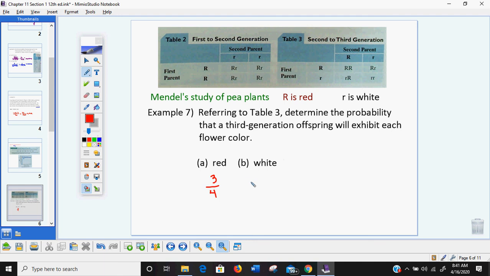What's the probability it's white? 1 was white out of those 4. So even though neither parent plant was white, they had a recessive gene. And because they both carried that recessive gene, there was an option for one of their offspring to be white.